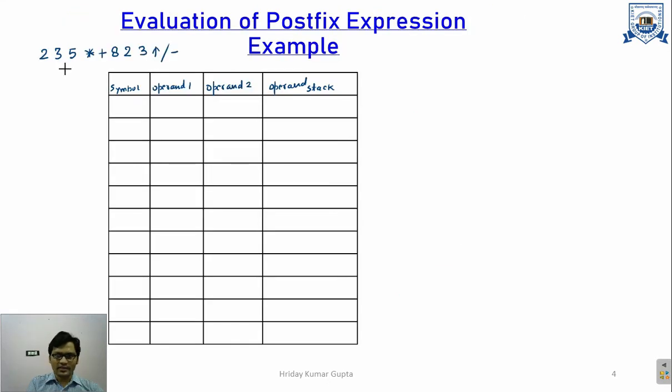Okay. Let's take this postfix expression and evaluate. For this, we have to use this 4-column table. First, we have to write symbol, and next one is operand 1, operand 2, and operand stack. Right. So we have to scan each and every symbol from left to right. Right. I'm going to take the first symbol. This is 2. I'm going to write here 2. Right. And I'm going to push it in the stack. This is 2. Okay.